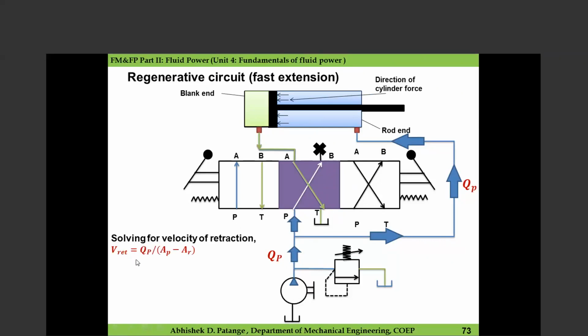So the velocity of retraction can be calculated as QP divided by AP minus AR. Now if you compare the formulas for extension and retraction for the regenerative circuit, you will understand that the velocity of extension is QP divided by AR, whereas the velocity of retraction is QP divided by AP minus AR. So obviously the velocity of extension will be more, because we have less area in the denominator.